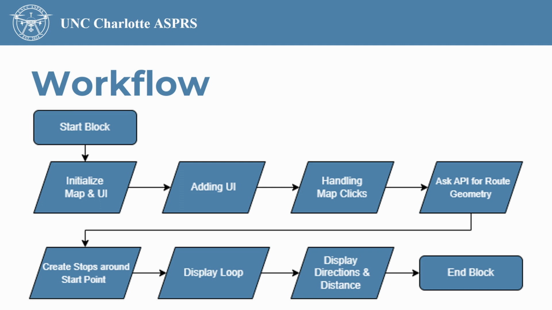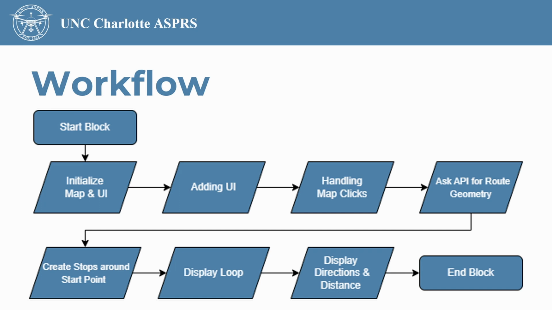So here is the workflow for the web map developing. So we started off by initializing the map and UI. So just saying, hey, there's going to be a map here. There's going to be UI here. Great. That's the first step. Then we decided, how are we going to add this UI to the map? How are we going to add the title and title blocks? And developed that along with our legend UI, so we can see the greenways.